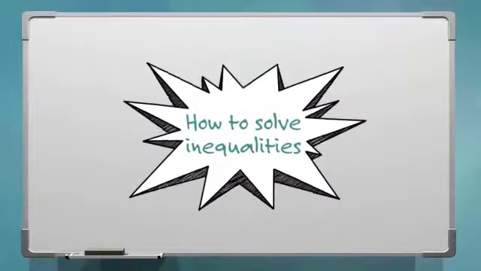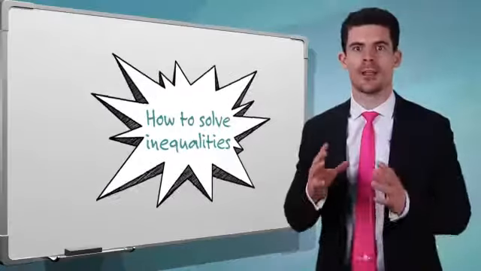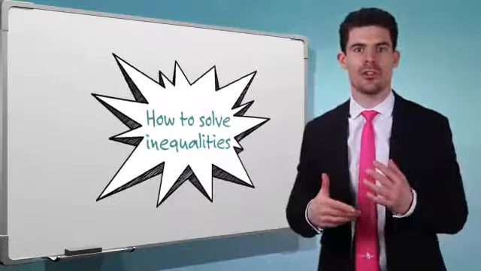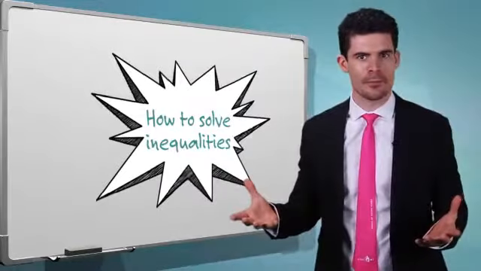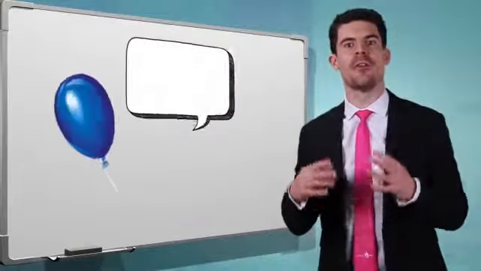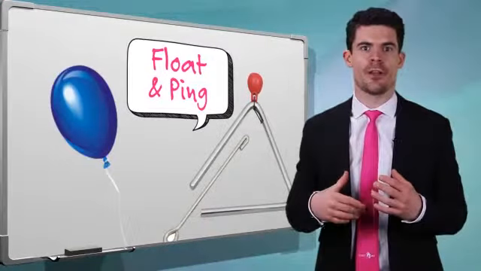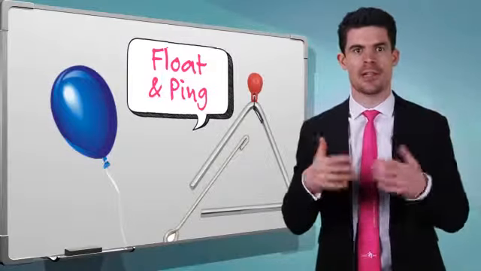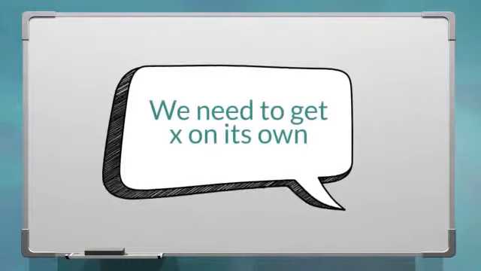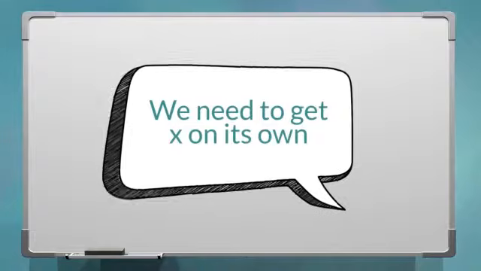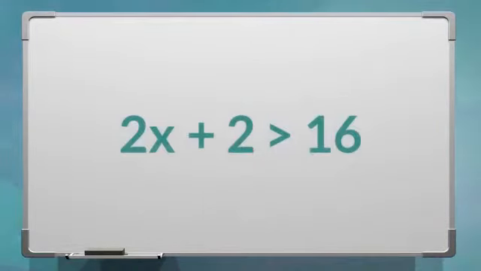One last bit to inequalities is how to solve them. Now, for this, we are going to use that magical method of ours again. Can you remember it? Hopefully, you were thinking of float and ping. If not, then it will be worthwhile watching our video on solving equations, as the method is explained in there. So just like when solving equations, we need to get x on its own. To do this, we can use the float and ping method. Let's have a look at an example.